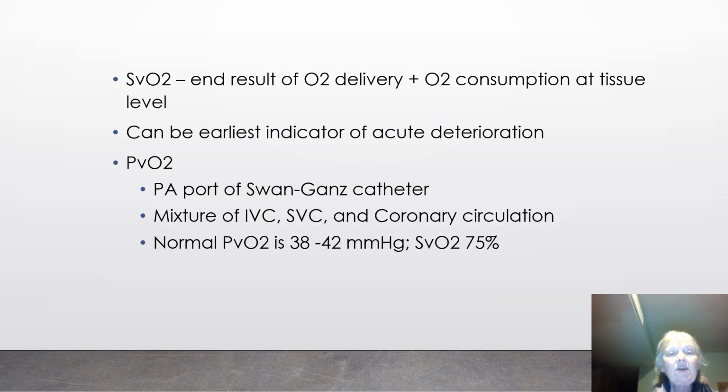So there you can see the SvO2, the end result of the delivery of oxygen and the consumption at the tissue level. To get this, the PvO2, we get it from the PA port of the Swan-Ganz or pulmonary artery catheter, okay? It's a mixture of the IVC, SVC, and coronary circulation, and there you see the norm is about 38 to 42 millimeters of mercury. SvO2 normal is right around 75%. You will find, if you look in some of your other books, that these numbers are just a little bit different. These are the numbers that I normally base what I do off of.